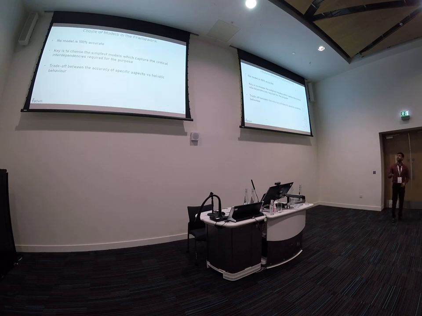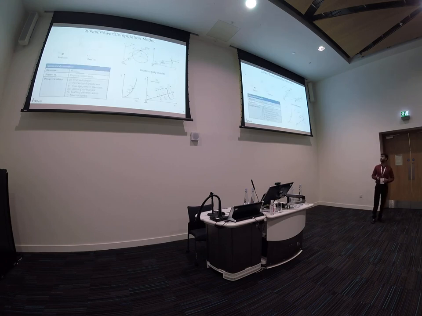And then the key question: what kind of models do you choose for such a framework? We know no model can be 100% accurate. Every model tries to model certain aspects in higher fidelity, whereas it has more assumptions in other aspects. So the key is to choose, of course, the simplest models, but which capture the critical interdependencies between the whole system. My view is basically the trade-off between the accuracy in specific aspects, so basically the holistic behavior.